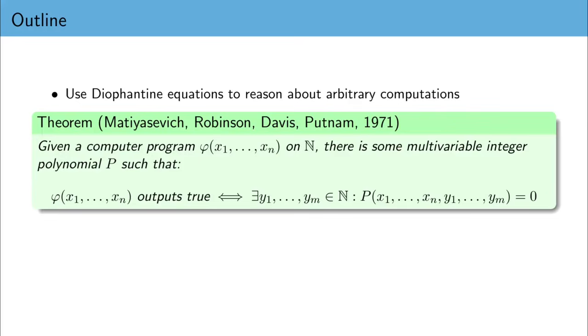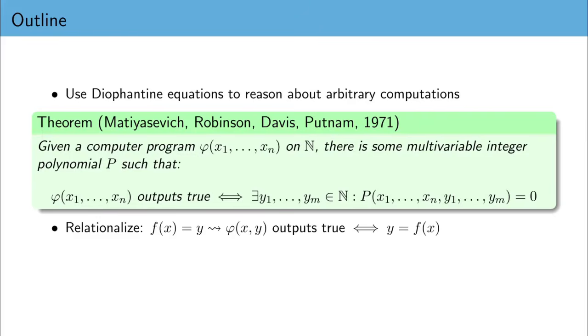Now, this isn't quite what we're interested in. Our primitive recursive functions output numbers, not Booleans. But that's okay. We can relationalize. Replace a program that takes in an x and outputs a y by a program that takes in an x and a y and returns a Boolean telling us if y is the correct output for our x. We're going to do something very similar to this in this proof.